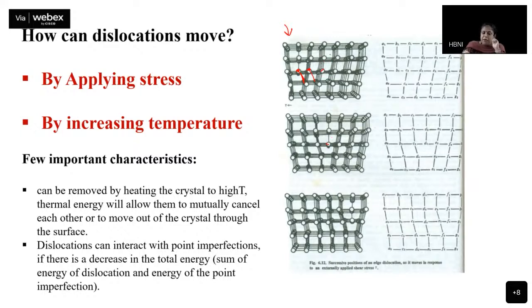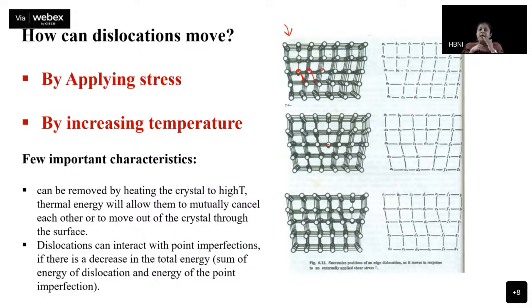Okay, and you keep on doing that. Ultimately, the dislocation line will keep on moving towards the right-hand side, and in the end, it will reach the top face of the crystal. And once it has reached the top, it will appear like a step, and then it won't be a dislocation anymore. All right, and the material will become energetically more stable. So when you apply stress, you can remove dislocations.